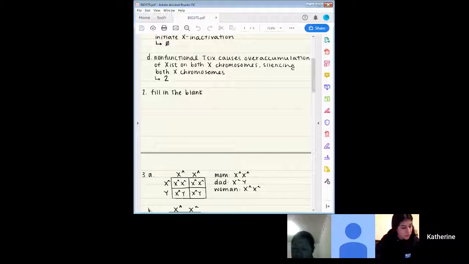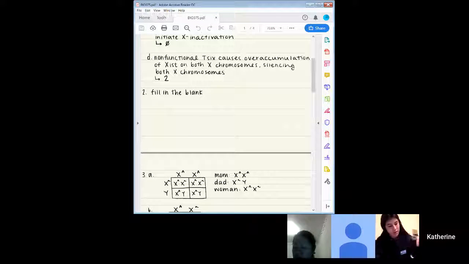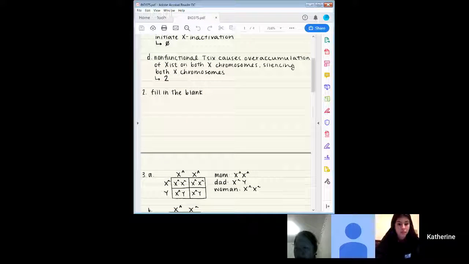Then D, I got sex influenced pattern of inheritance. An allele can be dominant in one sex while the same allele is recessive in the other sex. Okay. And then E, I got genomic imprinting. Imprinting is an epigenetic process that occurs during gamete formation, while dosage compensation is an epigenetic process that occurs during embryogenesis. Yeah, I got that from the notes. I think it's straight from the teacher's notes.